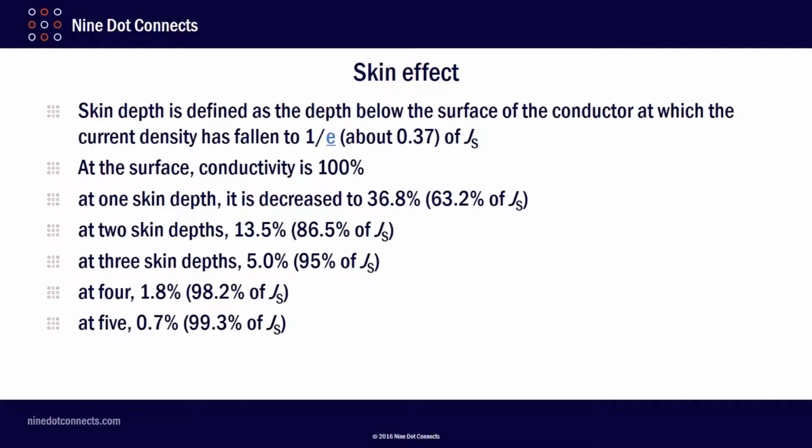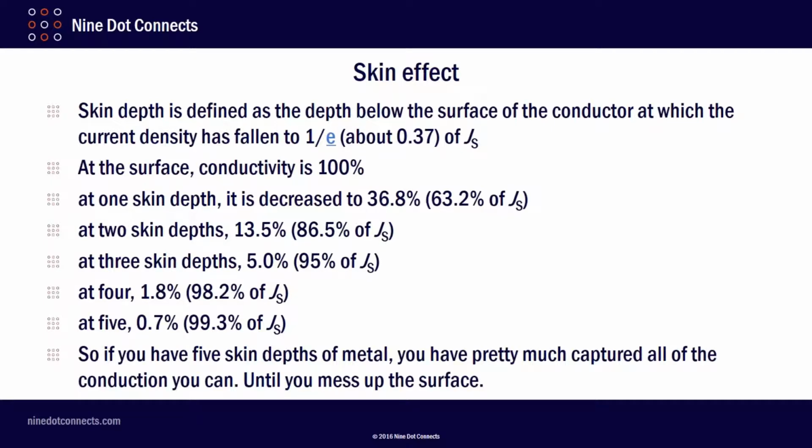At 2 skin depths, you see it drops off to 13.5%, 3 is 5%, 4 is 1.8%, and at 5, you pretty much have covered all of your current. If you have 5 skin depths of metal, you have all your current, and that is unless you mess up the surface.